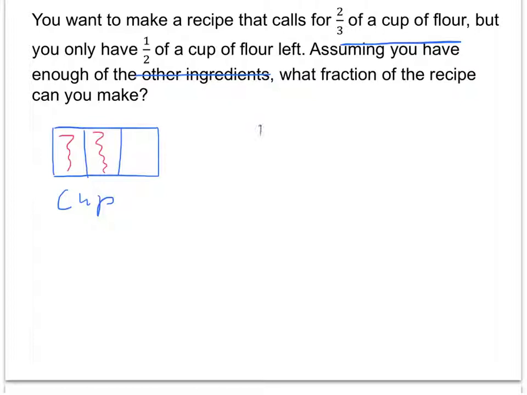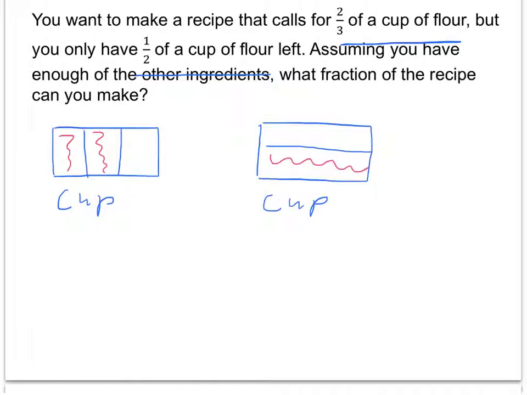Now let's draw a picture of the half of a cup of flour that we actually have. So again, our whole here is a cup of flour, but we only have a half of a cup. And so let's divide this up into 2 equal pieces and select one of those pieces. Okay. So now we need 2/3 of a cup, but we only have a half of a cup. So it looks like we need 2 pieces, but we only have 1 piece.